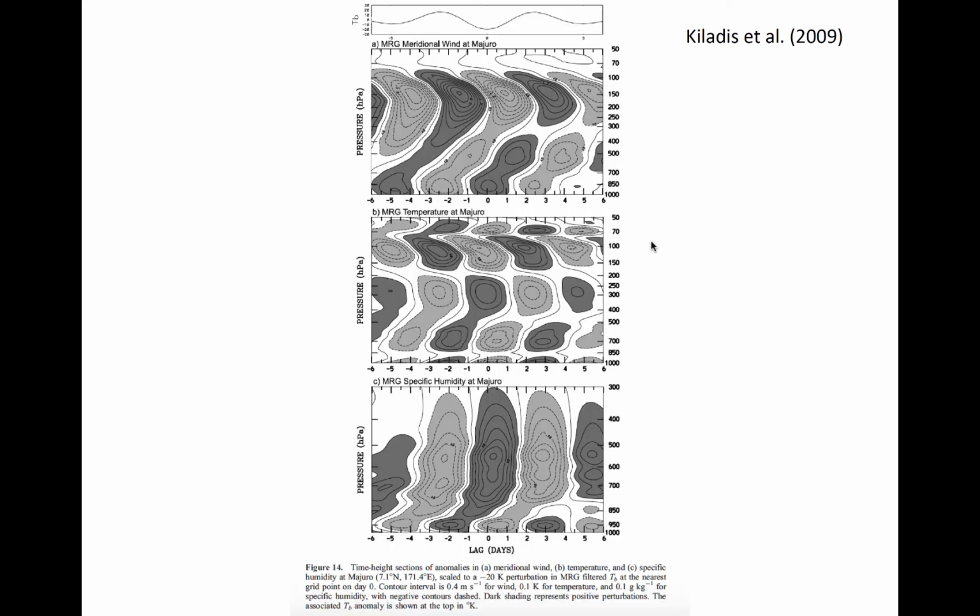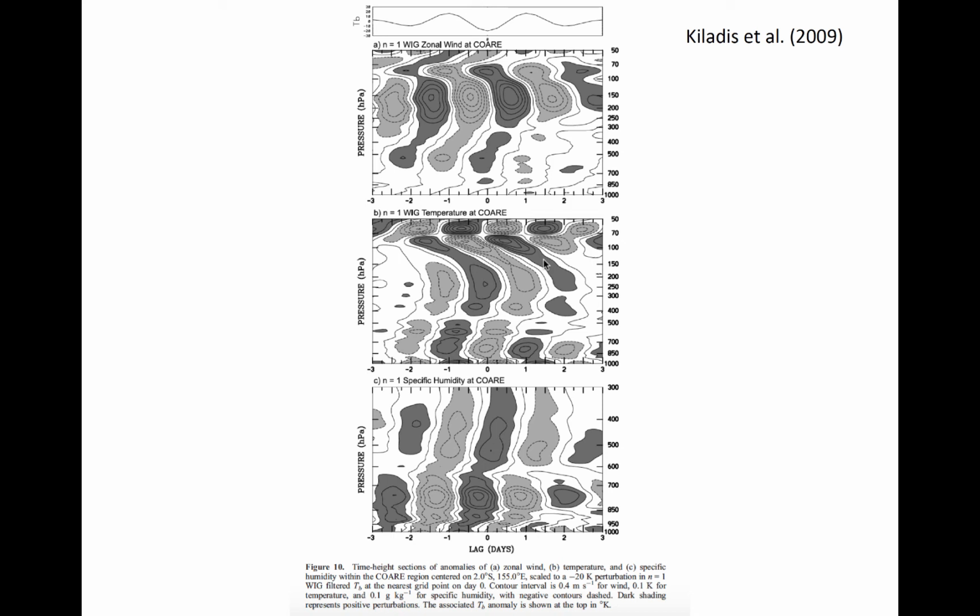The mixed Rossby gravity wave exhibits meridional winds that tilt eastward with height near 7 degrees north in the troposphere. In the stratosphere, they tilt westward with height. The vertical structure of the temperature is similar, with a second baroclinic structure present in the troposphere. Like the Kelvin wave, the humidity anomalies in the lower troposphere precede the convection, and the upper tropospheric humidity anomaly is nearly in phase with the convection.